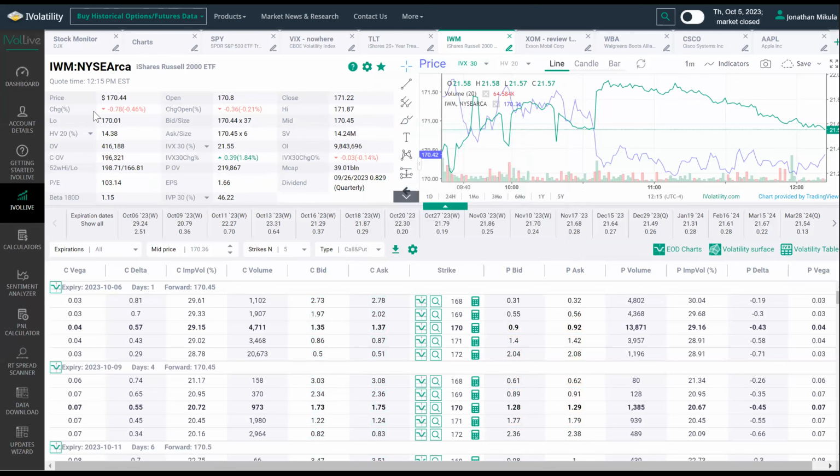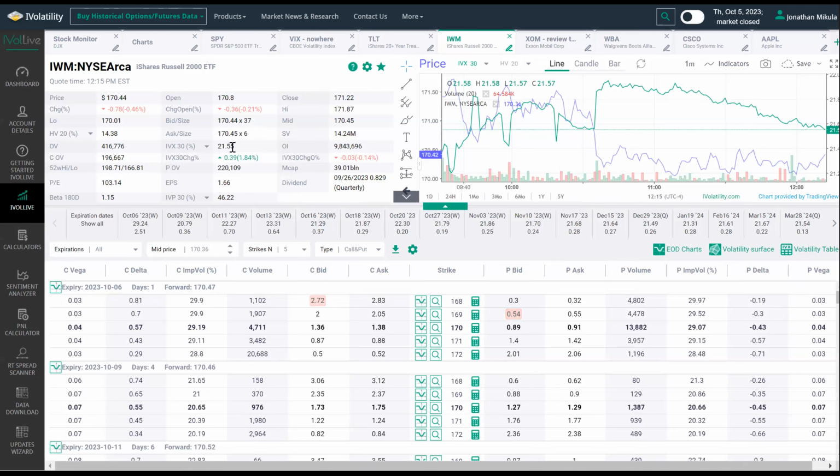And we can see we have our price for IWM. It's 170 a share. It's down a little bit since the market opened. Its historical volatility is 14.38. Its implied volatility over here, IVX, is 21.55.